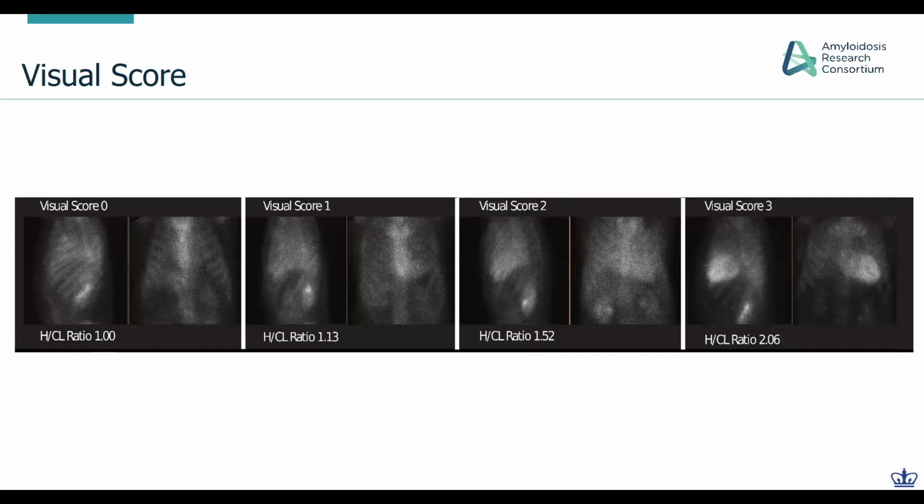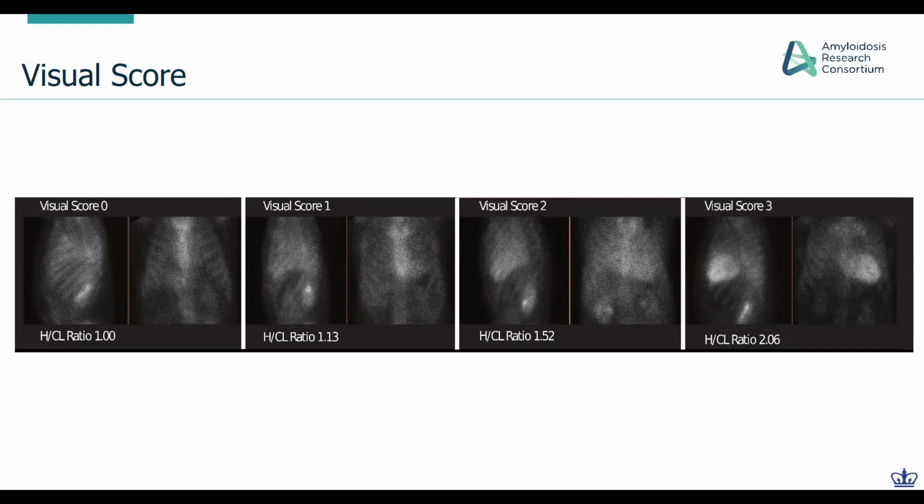These are some examples. The first image on the left is a control patient. You can see no myocardial uptake on the lateral and anterior view, and the heart to contralateral ratio is 1, visual score is 0. The second image is an AL patient, where you see mild uptake in the myocardium. On the lateral view, the uptake is less than rib, and visual score is 1. The heart to contralateral ratio is 1.13.